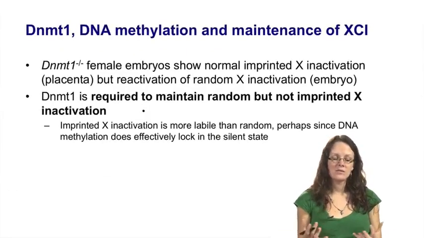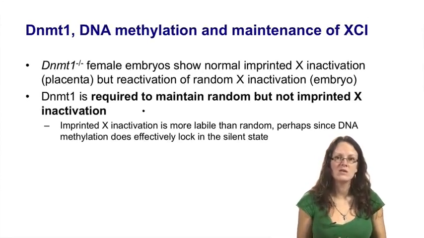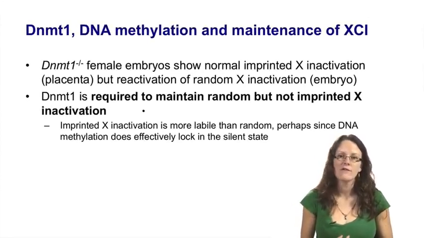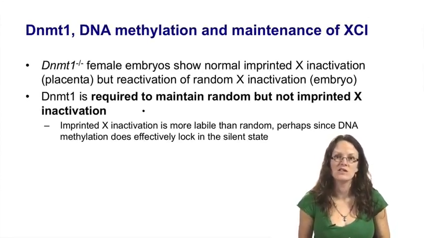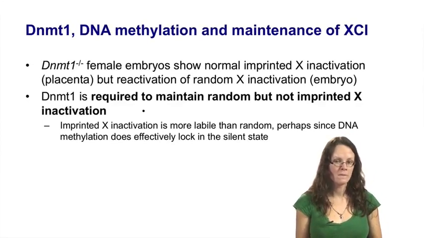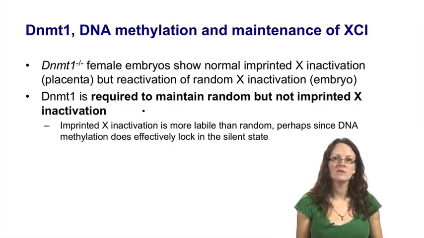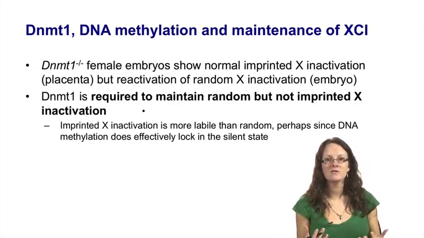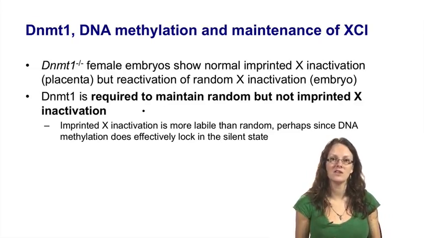So to summarize this result, we know that in Dnmt1 null female embryos, they have normal imprinted X inactivation in the placenta, but they have reactivation of random X inactivation in the embryo. And therefore we can conclude that Dnmt1 is required for random X inactivation, but is not required for imprinted X inactivation. And so there's a differentiation between these two types of X inactivation and their requirements for Dnmt1.